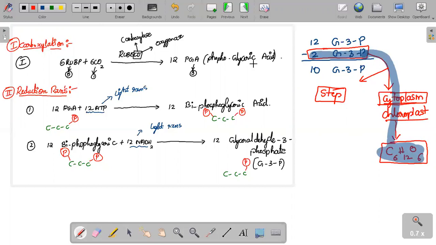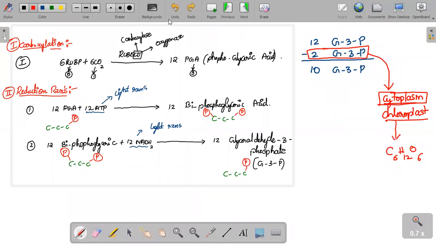Simply understand: 12 G3P molecules are there. Among them, 2 G3P molecules have been removed, and they will go to the cytoplasm where they will be utilized for the production of C6H12O6. So you may get the doubt, so what is this, etc. Just tell me, two G3P molecules now: each G3P molecule is having how many carbon atoms? Each G3P molecule is having 3 carbons. So two compounds, we are having 2 compounds.